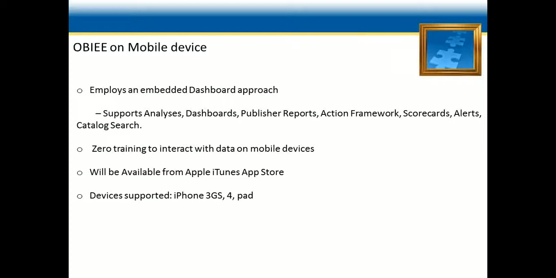The last point, we have OBI on mobile devices. In 11g, or I don't know the particular version, the mobile component was launched. So what does OBI on mobile devices do? We have a dashboard approach which supports analysis dashboards, Publisher reports, action framework, scorecards, alerts, and catalog search. These all you can have on your mobile device.